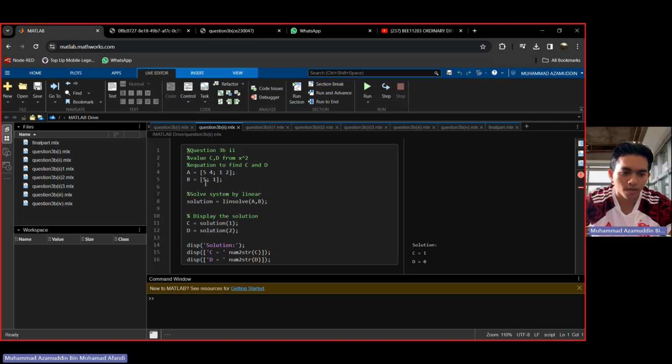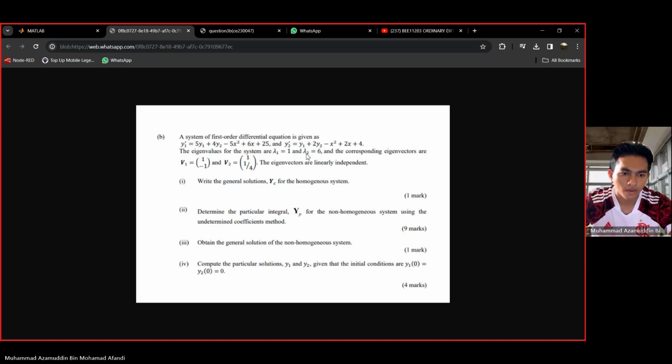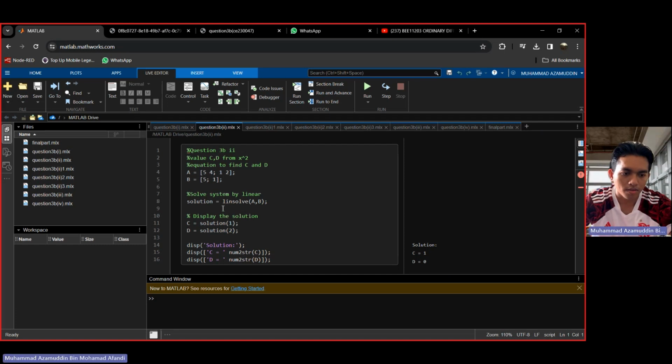From the equation to find C and D, first we need to put A equal to 5, 1, 1, 2, and then put the solution as linear solve of A and B. This is the solution for C and D. And then we move to the next part.